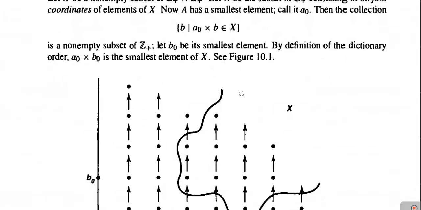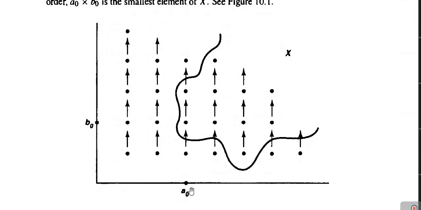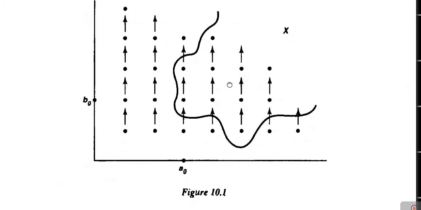This is explained here by drawing a diagram. So see here, suppose A0 is the smallest element among all A, and it is here. And B0 is the smallest element among all B. Then A0 cross B0 will be the smallest element. Here it is B0 and here it is A. So A0 cross B0 will be the smallest element of this set X. Like this it is shown by drawing a diagram.